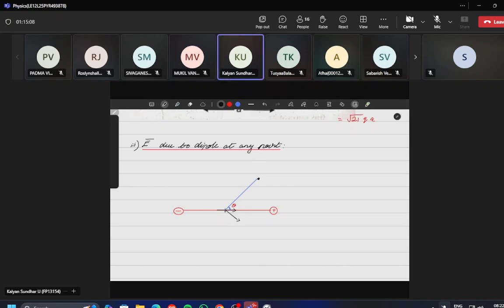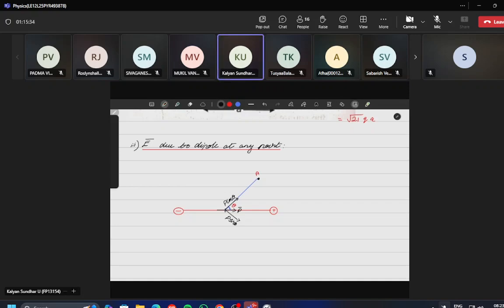We can split it like this, and the other one along the direction of this, because this is our p bar value. Correct? Now this will be p sin theta, and along the vector it will be p cos theta. And let us take this point as A.